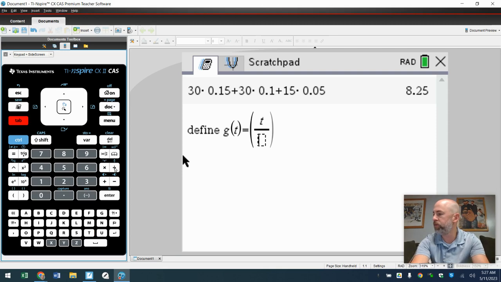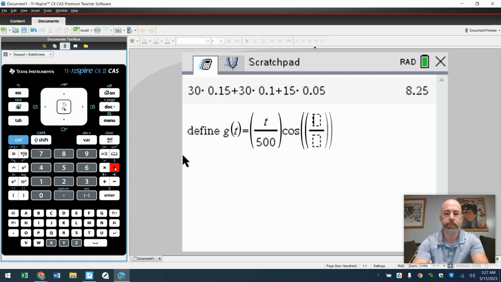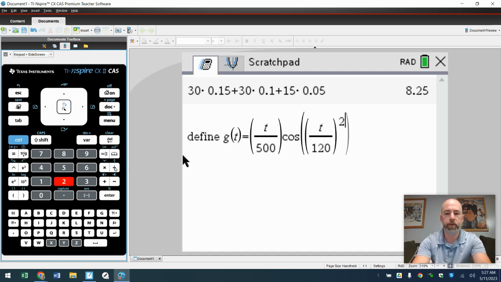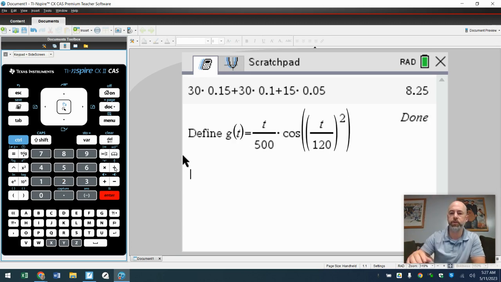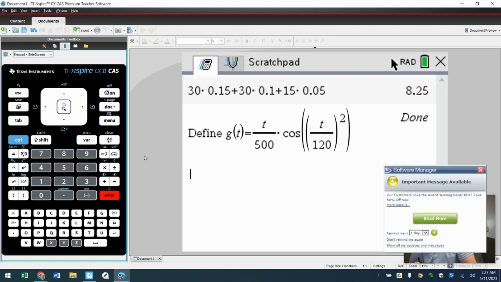That's t over 500 times the cosine of the quantity of t over 120. And I need to square that, double checking that that is in there correctly. t over 500 cosine t over 20 squared. That is good. That is now defined. Also, there's a trig function, so make sure you are in radian mode, which I am.